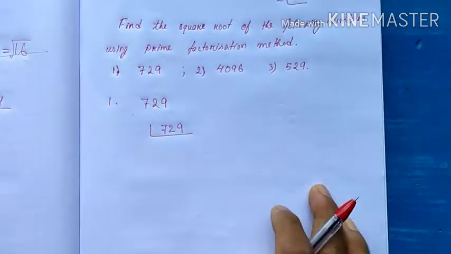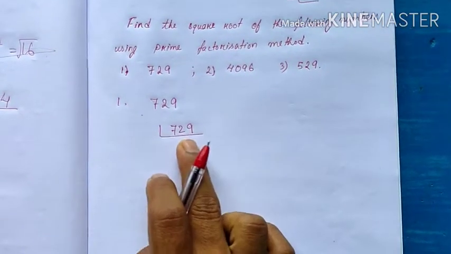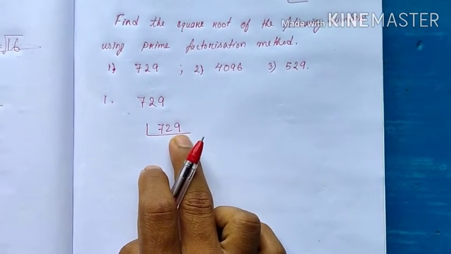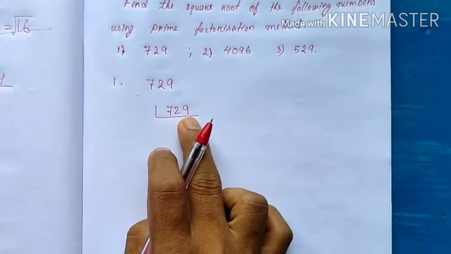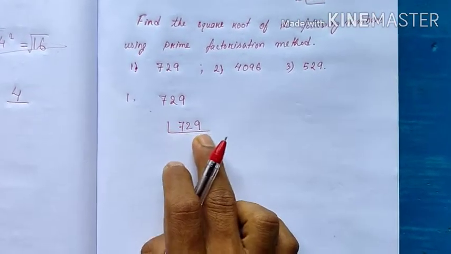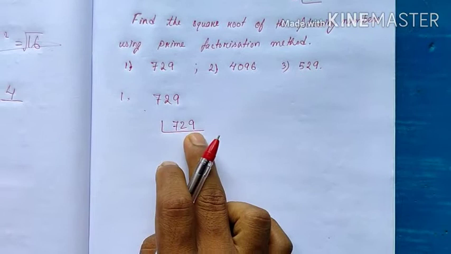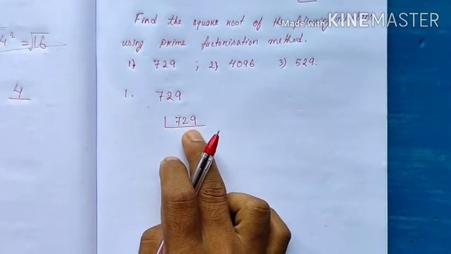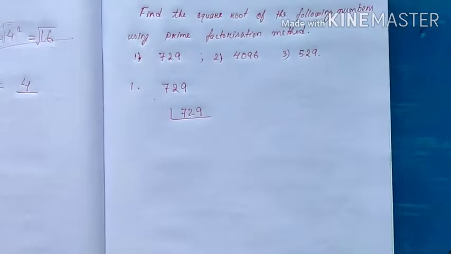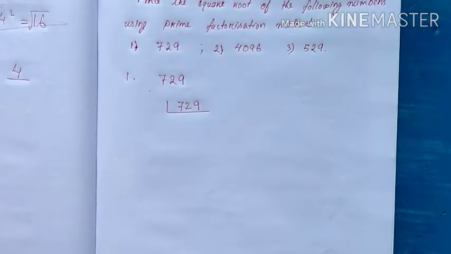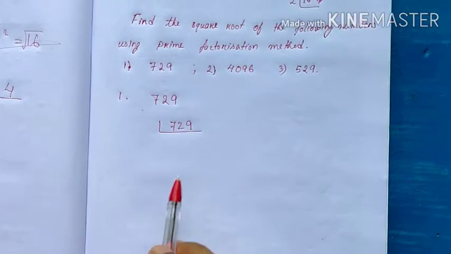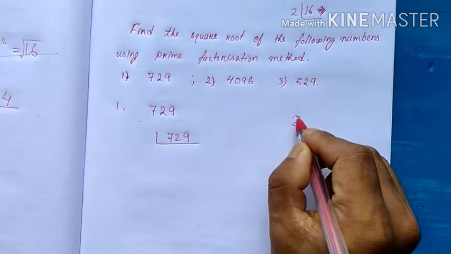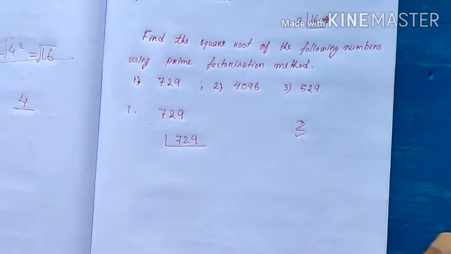Now if I look at this number carefully, is this number an even number? No. Why? Because the digit in the units place is 9, and 9 is an odd number. So this entire number, 729, is also an odd number. Can I divide this by 2? Obviously no, because this is an odd number. Now let us try to find the factors of this 729. This number is not divisible by 2, and by the way, 2 is the smallest prime number. So we cannot divide this by 2.